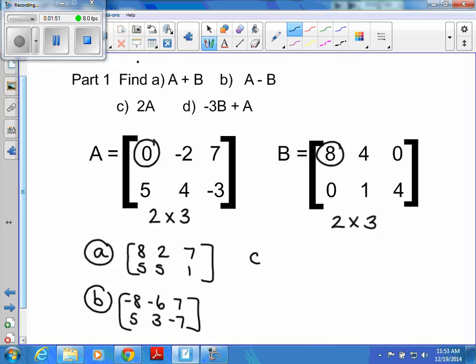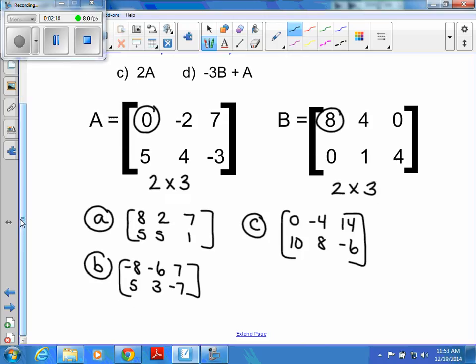The C, if they tell you to take 2 times everything in matrix A, your final answer is 2 times 0 is 0. 2 times a negative 2 is a negative 4. 2 times 7 is 14. 2 times 5 is 10. 2 times 4 is 8. And 2 times a negative 3 is a negative 6. Final answer. And then the D.